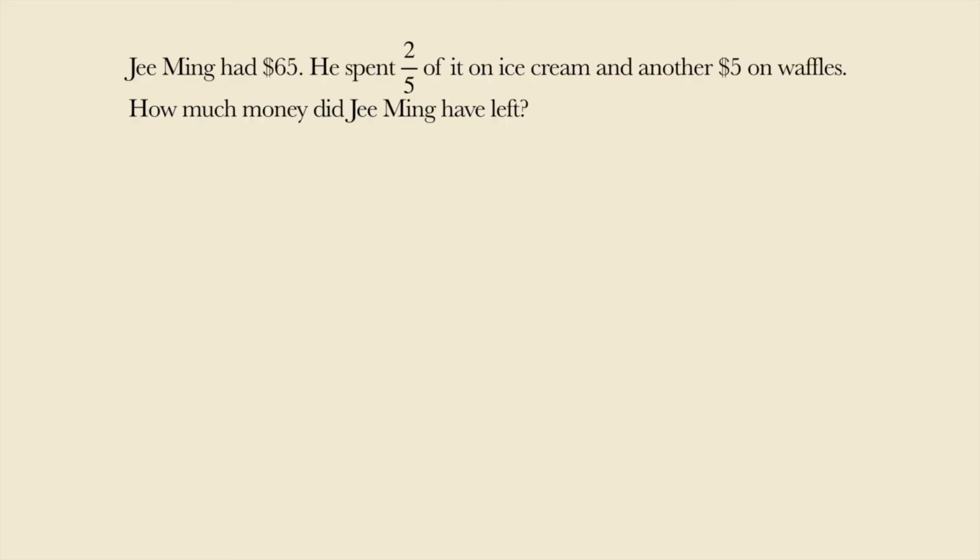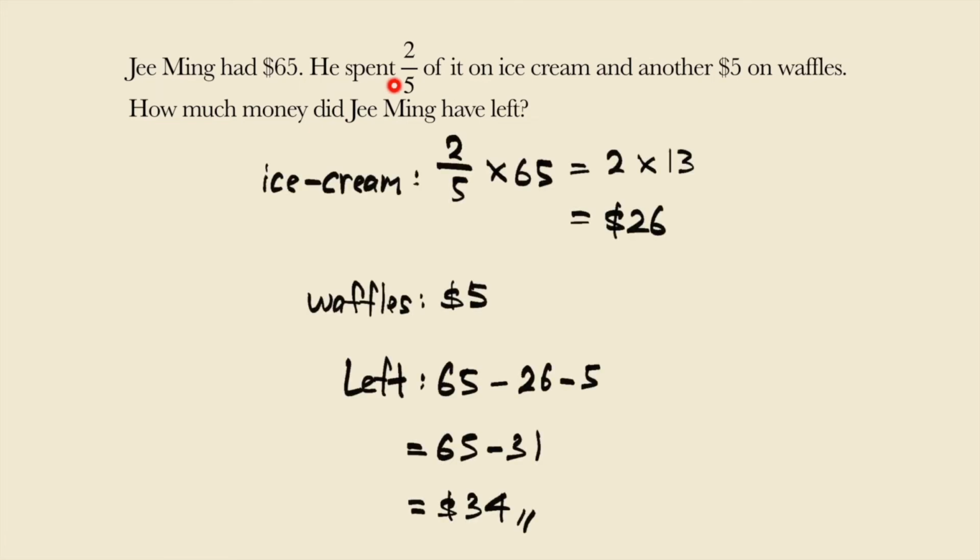Jiming had $65. He spends 2/5 of this money on ice cream and another $5 on waffles. How much did he have left? Okay, what's the amount spent on the ice cream? It's 2/5 of $65. So that's multiply, giving us 26 actual dollars. Okay, $5 spent on waffles. So that means the amount of money left would be the total, 65 minus 26 minus 5, giving us $34.